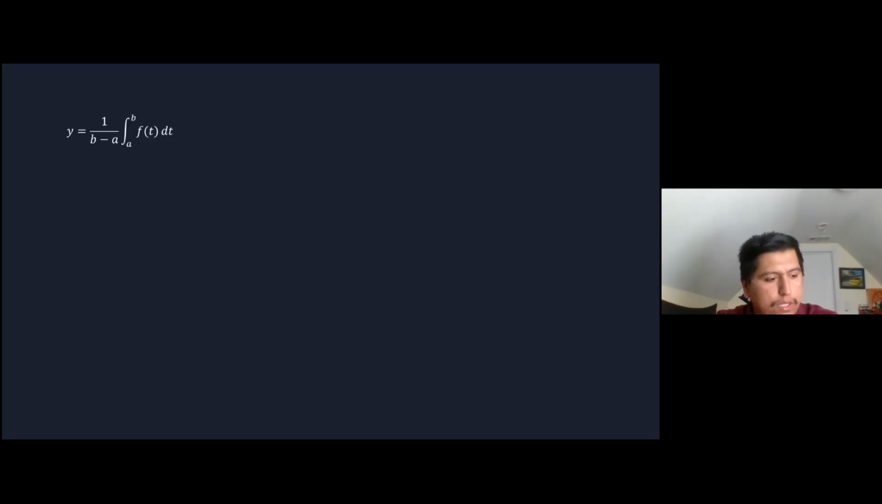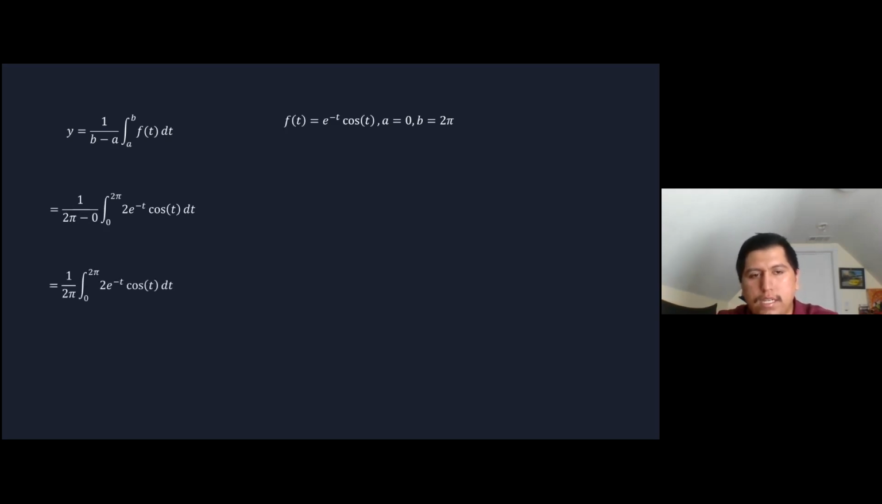Then we're going to use the average value formula here. We choose what we need: f is e^(-t) cosine t, a is equal to 0, b is 2 pi. From there, you just plug it in, which gives us 1 over (2 pi minus 0), the integral from 0 to 2 pi of 2e^(-t) cosine t dt. And you simplify it then and there.